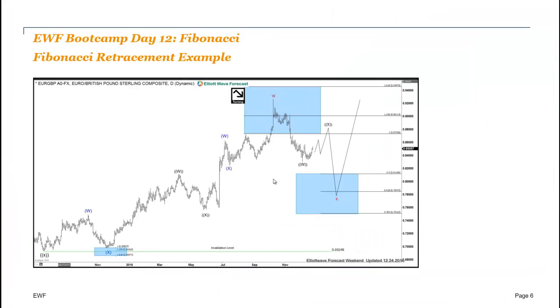Okay, and here is an example of Fibonacci retracement at EWF charts. You can see this is a 50% and 76.4% retracement area. So you know that this is not Fibonacci extension, but rather this is Fibonacci retracement. But why are we showing Fibonacci retracement instead of Fibonacci extension? That's what we are going to talk about next.